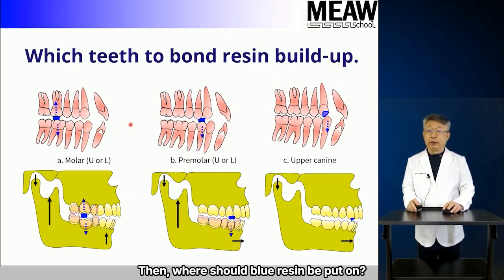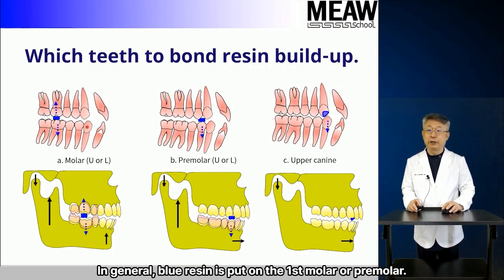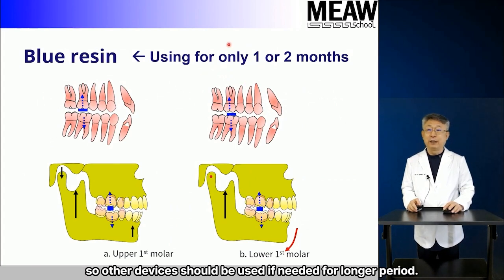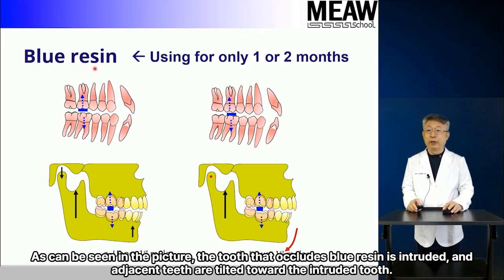Then, where should blue resin be put on? In general, blue resin is put on the first molar or premolar. Blue resin should not be used longer than 1 or 2 months, so other devices should be used if needed for longer period. As can be seen in the picture, the tooth that occludes blue resin is intruded, and adjacent teeth are tilted toward the intruded tooth.